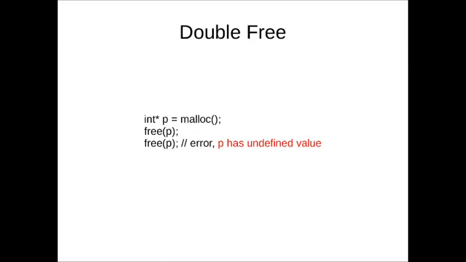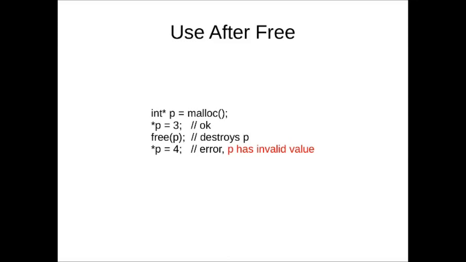Double free is easily detected, as the first call to free transfers p's ownership of the allocated memory to free. The second call to free is an error because p's value is now undefined. Similarly, use after free is detected the same way. The value of p is transferred to the free function, and so it is no longer valid and can't be used anymore.